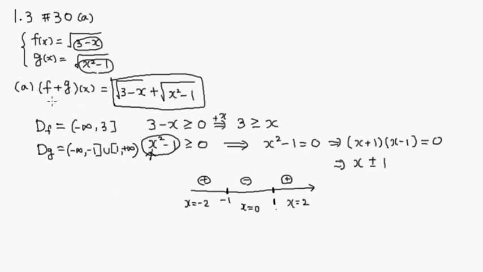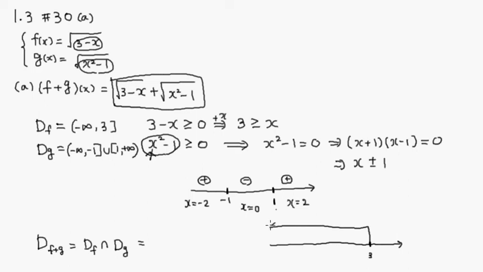The domain of f plus g is going to be the intersection of the domain of f and the domain of g. I'm going to draw a number line so that it's a little clearer. The domain of f is less than or equal to 3. So 3 is right here, and we're going this way.